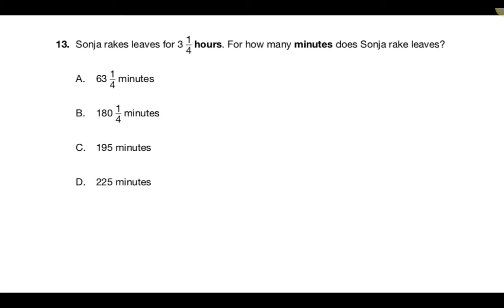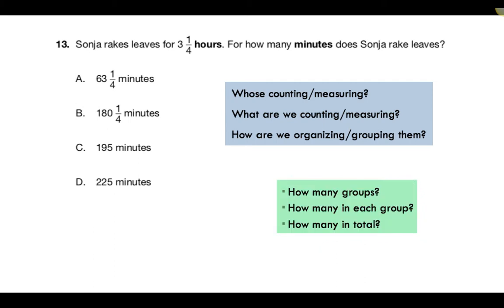Sonia rakes leaves for 3 1/4 hours. For how many minutes does she rake? So Sonia's counting or measuring, and she's measuring the time in hours it takes for her to rake the leaves. And then they're saying how many minutes does it take? So the reason I put this is because I wanted you to think about how are they grouping them. They're grouping the time. You could say she's grouping like the minutes into the hours.